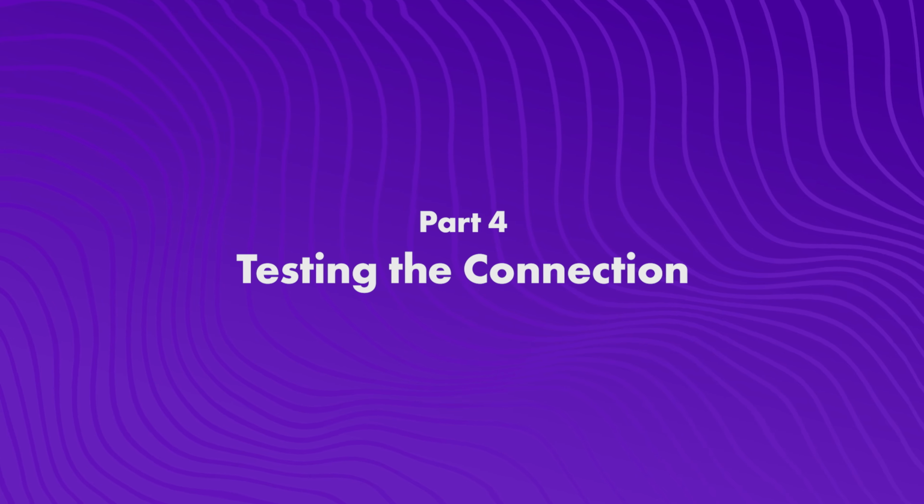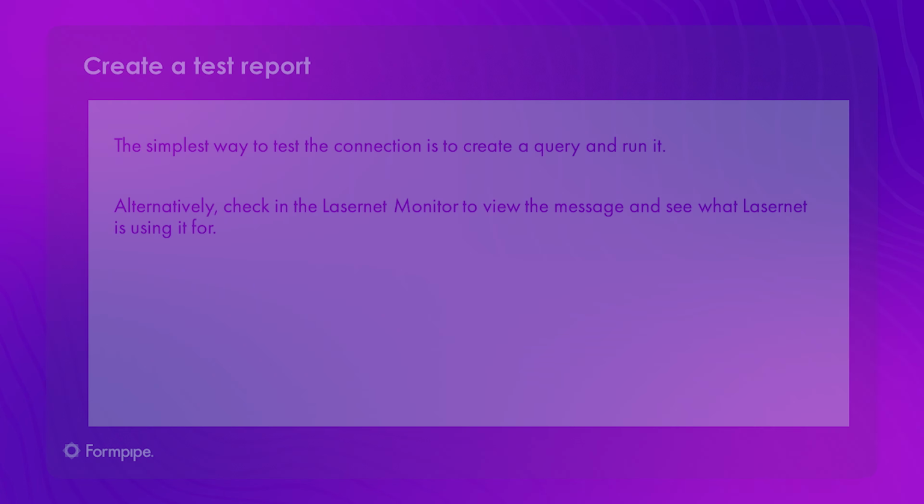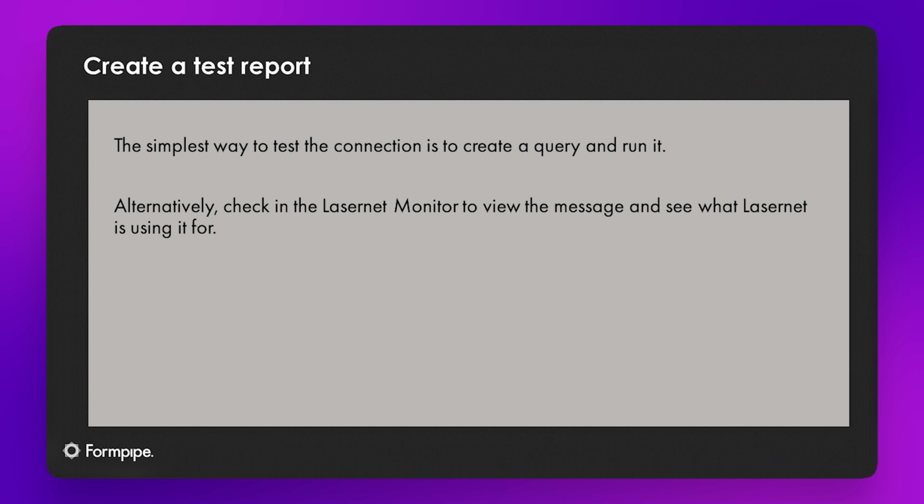So we've now set everything up in our Lasernet solution here. We've got our Azure storage, we've got our Azure service bus connections, and we've got all of our relevant connection strings set up in the different parts of the solution. So everything should be configured to work. But how do we check that?